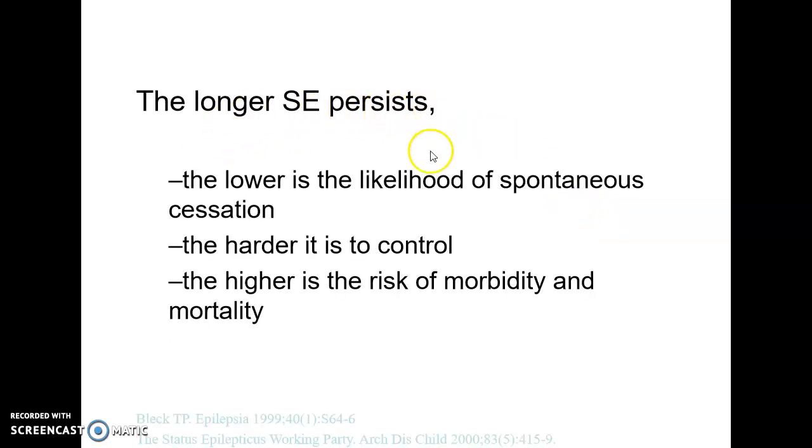The longer the status epilepticus persists, what will happen? The lower is the likelihood of spontaneous cessation. The harder it is to control. The higher is the risk of morbidity, and more. Even if you save the person, morbidity is there, and mortality may happen. Even if you save them, the neurological status may be reversed, and whatever physiotherapy we have done to improve the other conditions will totally regress.